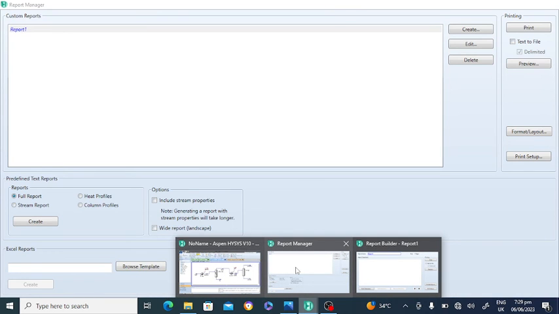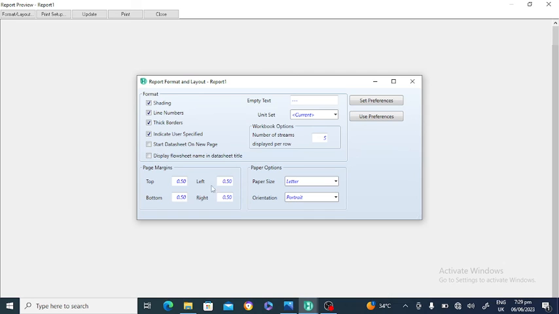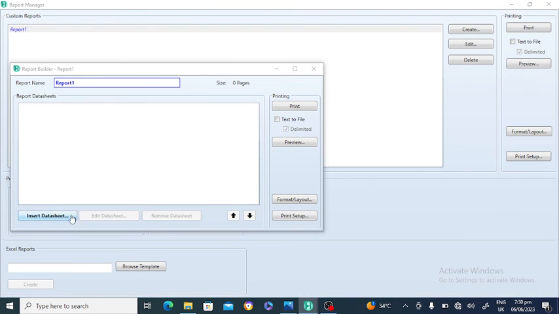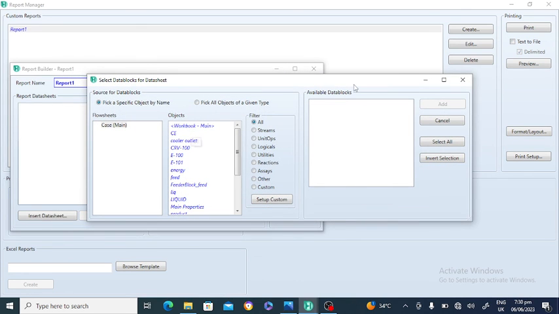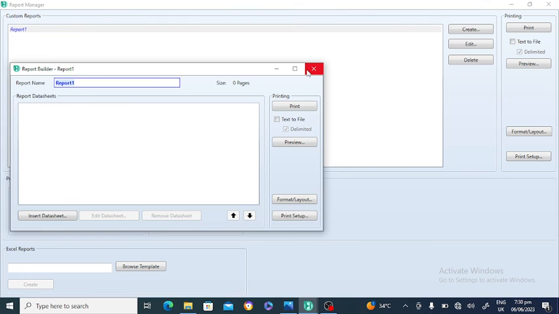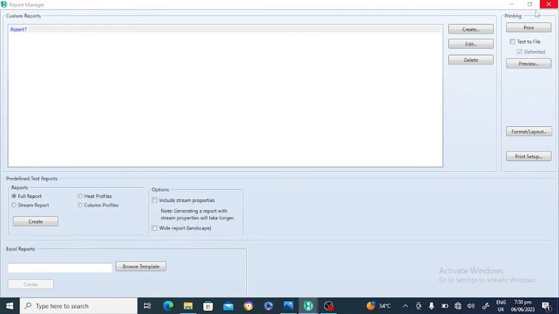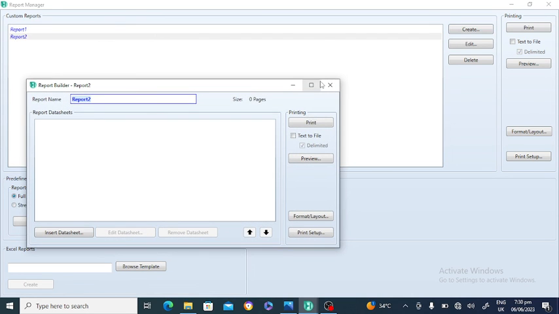So it will take some time. Put insert data sheet. Okay, click on preview. Here report, click on create and click on preview.